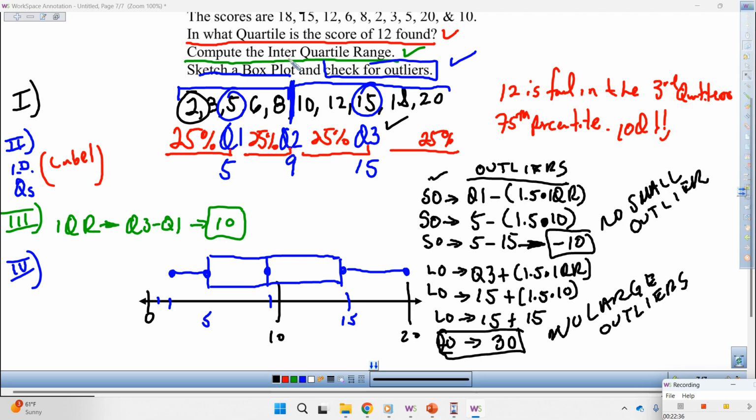Next, compute the interquartile range or the IQR. Do we know how to do that? Yes. And from there, the last part, sketch a box plot. We know how to do that. Check for outliers. And there they are.